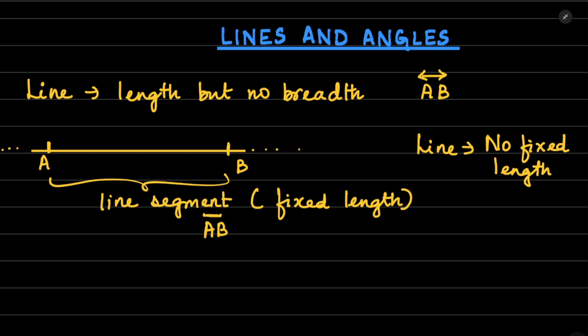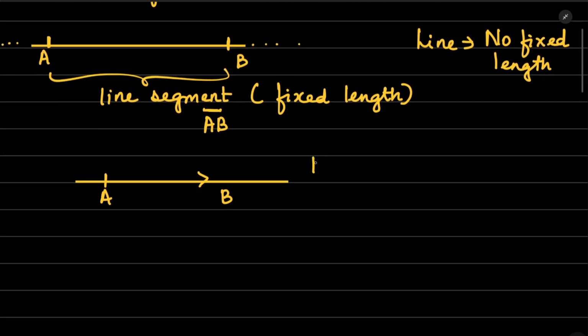And the one which I wrote earlier, which extends in both directions, is what is called a line. Now suppose you have a part of a line which has a fixed starting point but no end point. It goes on, there is no end point, and that is what is called a ray.